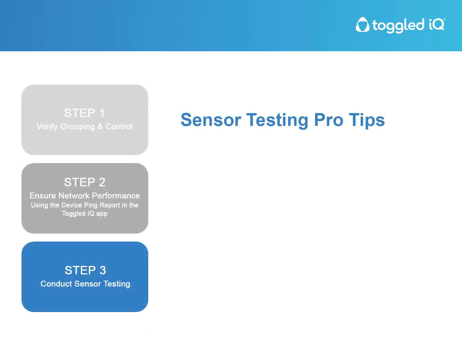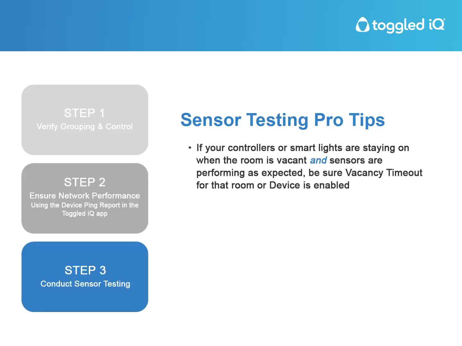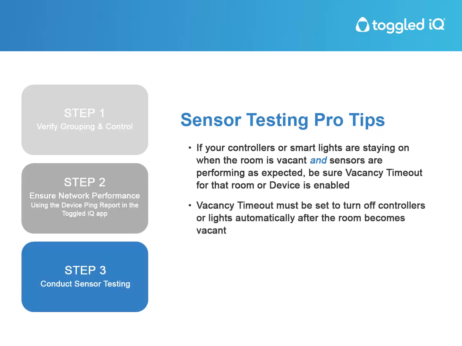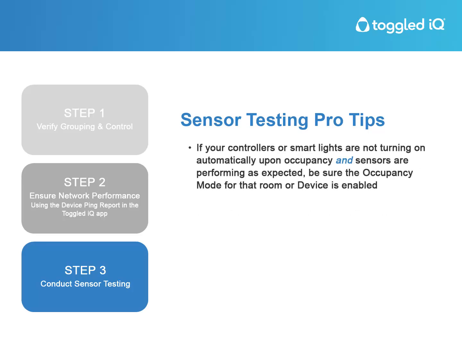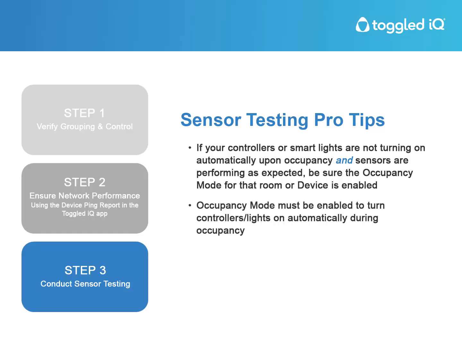Sensor Testing Pro Tips. If your controllers or smart lights are staying on when the room is vacant and sensors are performing as expected, be sure vacancy timeout for that room or device is enabled. Vacancy timeout must be set to turn off controllers or lights automatically after the room becomes vacant. If your controllers or smart lights are not turning on automatically upon occupancy and sensors are performing as expected, be sure the occupancy mode for that room or device is enabled. Occupancy mode must be enabled to turn controllers and lights on automatically during occupancy.